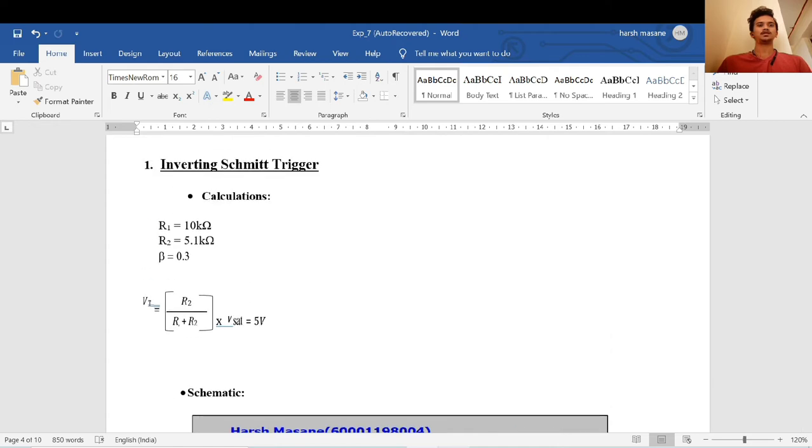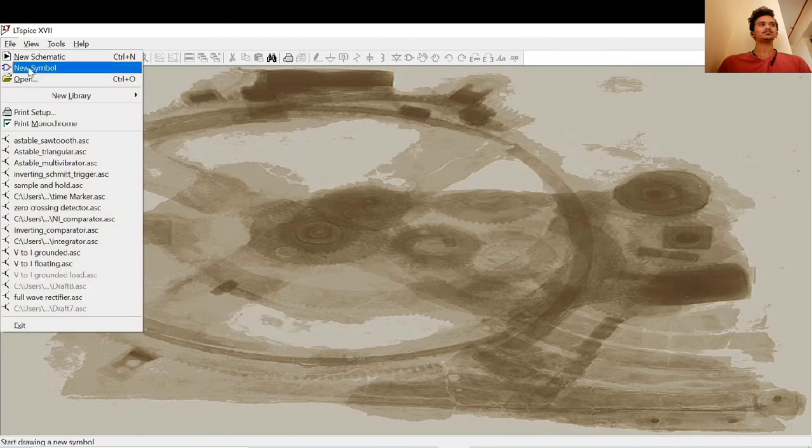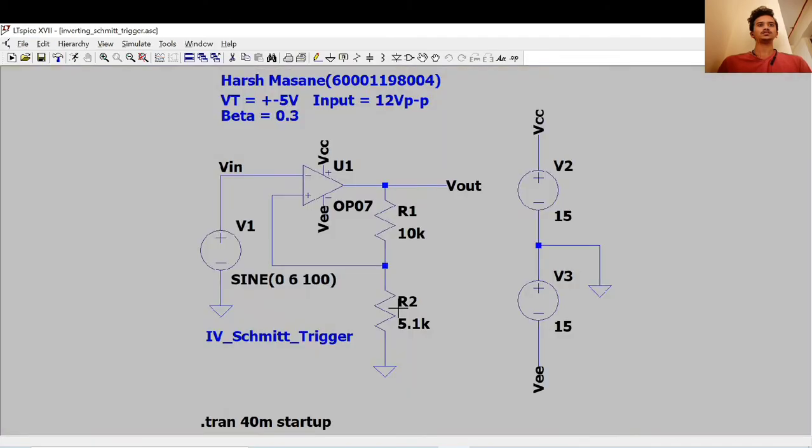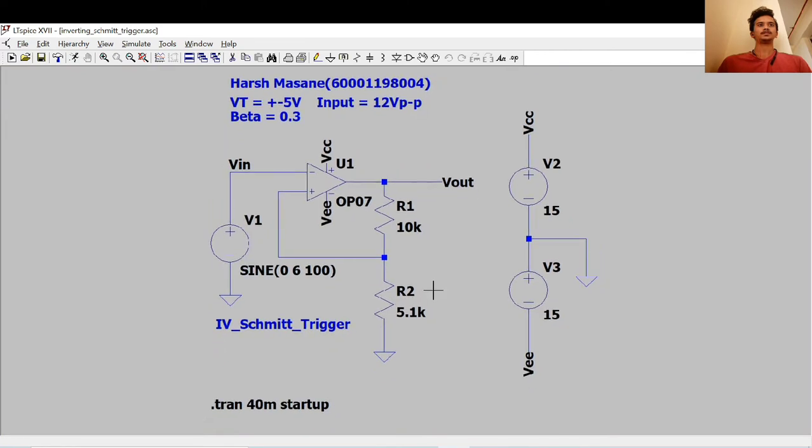So let's see the circuit on LTspice. This is my circuit. Here the Vt is plus minus 5 volts, and I'm giving the input as 12 volts peak to peak, with R1 and R2 as seen, so my beta becomes 0.3. When the input signal crosses these threshold voltages, my output changes from plus Vsat to minus Vsat accordingly. So let's simulate it and see the outputs.